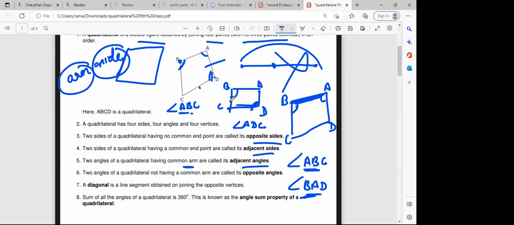But over here they are not sharing any adjacent arm, right? So they are opposite angles. You can see this is and this is. They are obviously opposite. If you see, you can quickly say, yes, these are the opposite angles. Clear? Okay.